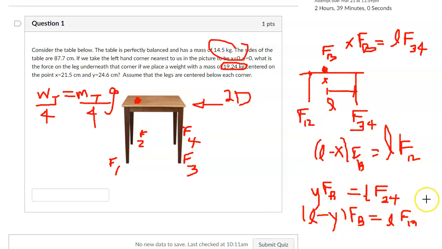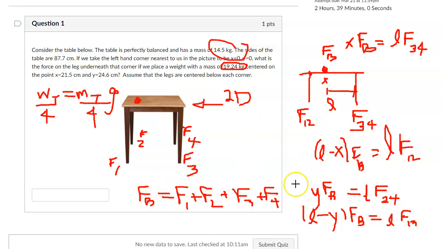And the other equation we know in all of this is the weight of the blob has to be equal to F1 plus F2 plus F3 plus F4. And for those of you who know your linear algebra, we now have 3 equations but 4 unknowns. And so this system is not going to be something we can solve in a straightforward way.